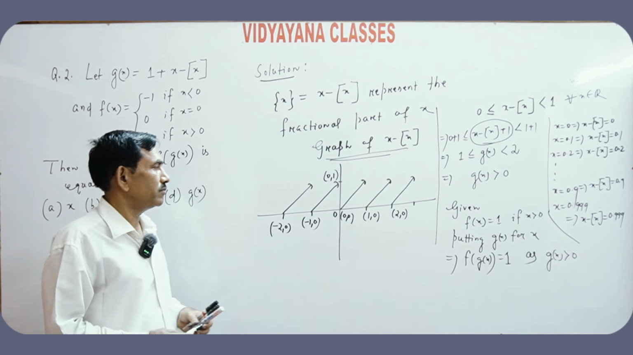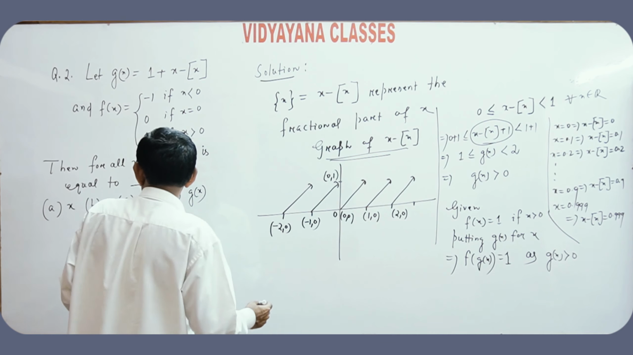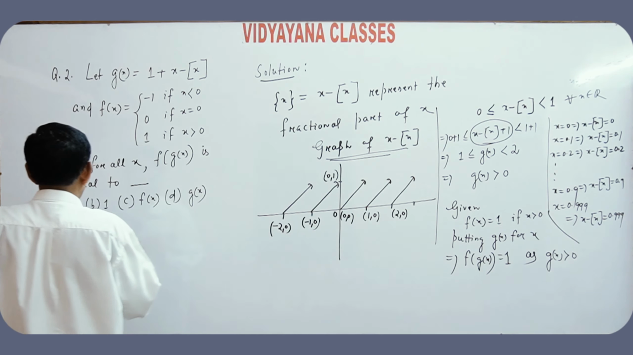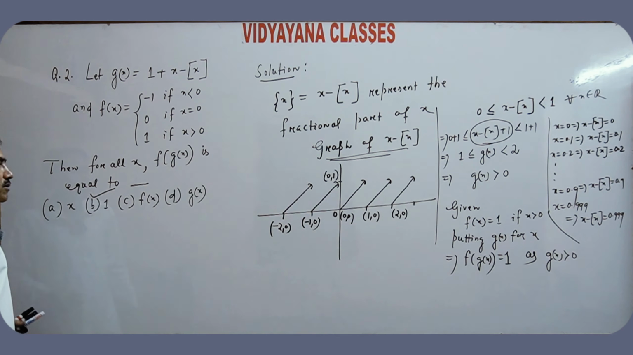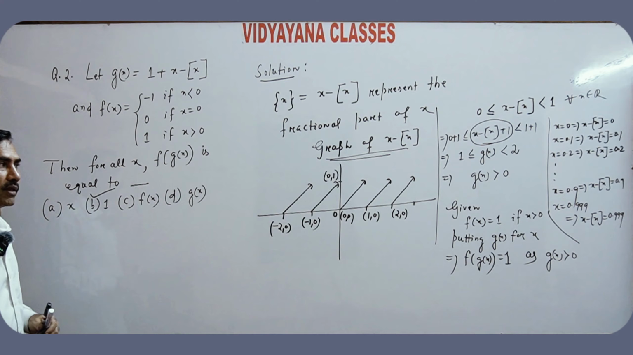Clear? So the correct option is B, that is, f of g(x) is 1. Clear?